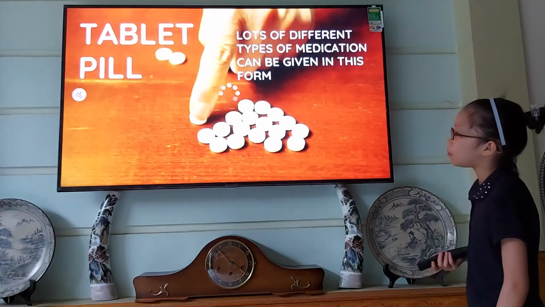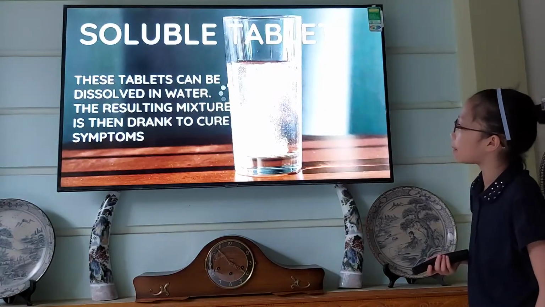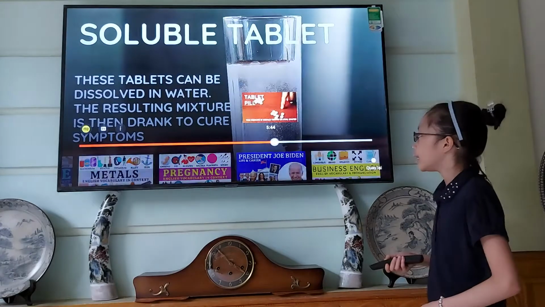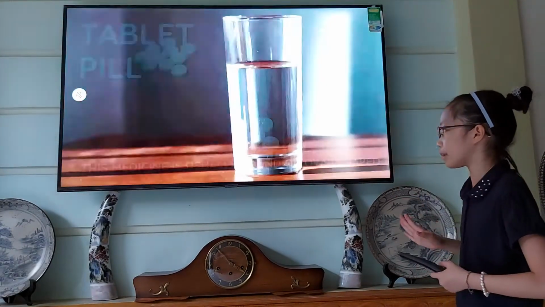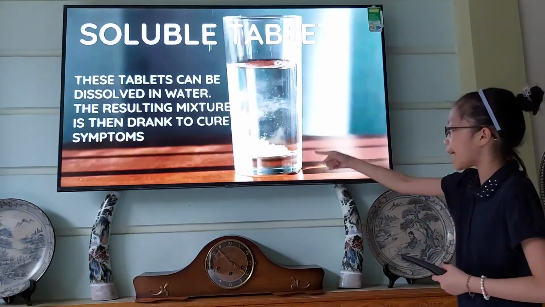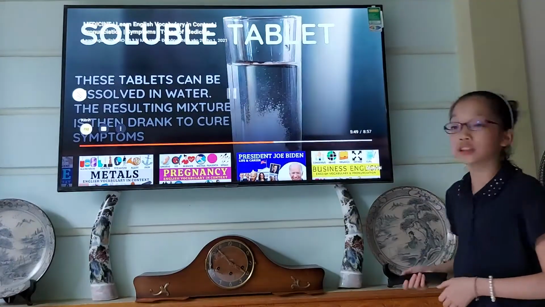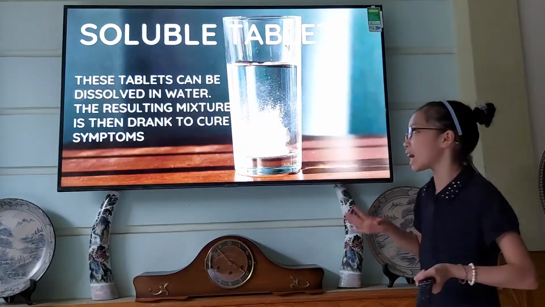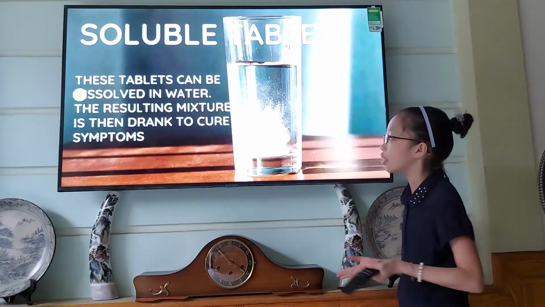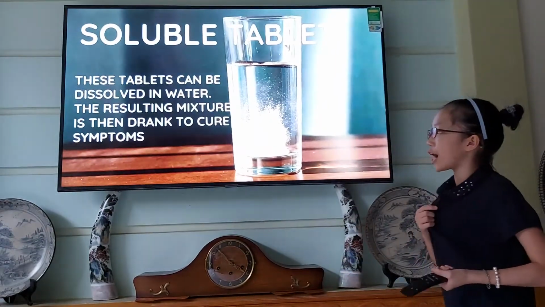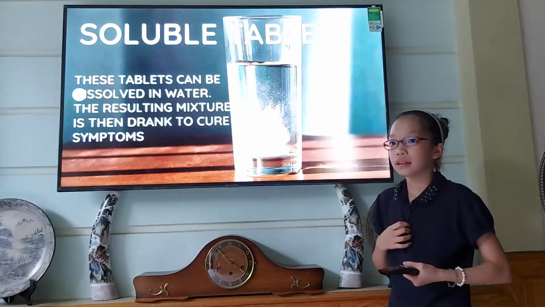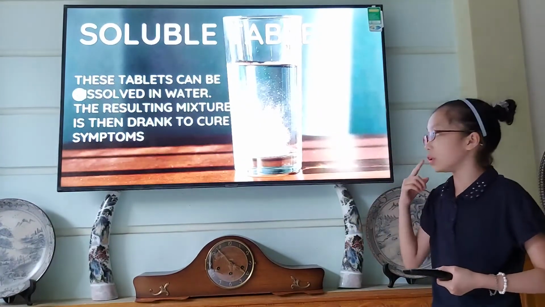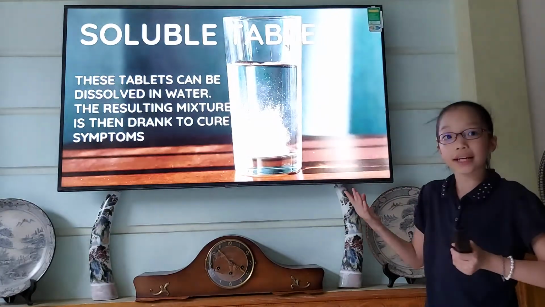Here we have another kind of tablet, which is the soluble tablet. Let's take a closer look, because you just see, draw a tablet and then it dissolves in the water. So that is a soluble tablet. These tablets can be dissolved in water. The resulting mixture is then drunk to cure symptoms. Like when you throw it in the water, then it will dissolve in the water and then you can drink it.